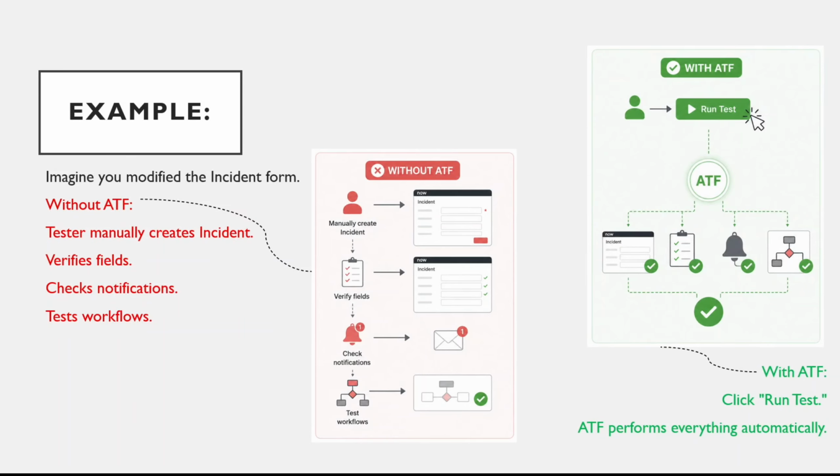Regarding without ATF and with ATF, let's see an example. Without ATF, the tester manually creates the incident and verifies the fields manually, and we have to check the notifications manually and test the workflows manually. It takes a lot of time. When we come with ATF, we have a single button called Run Test, and then it automatically performs everything in the backend. For that, we need to build some steps or test suites in the backend.